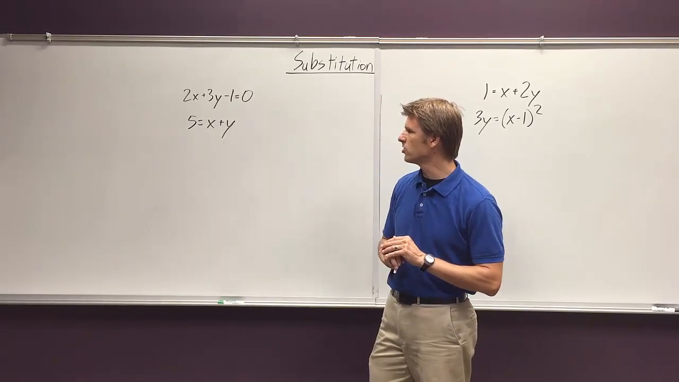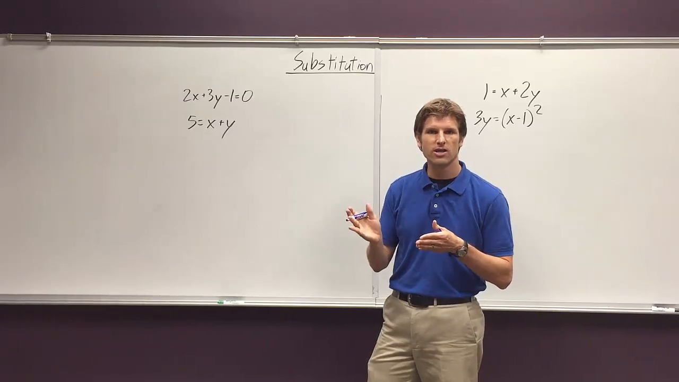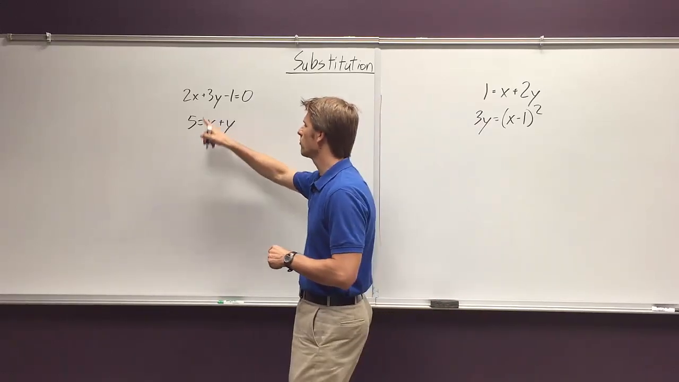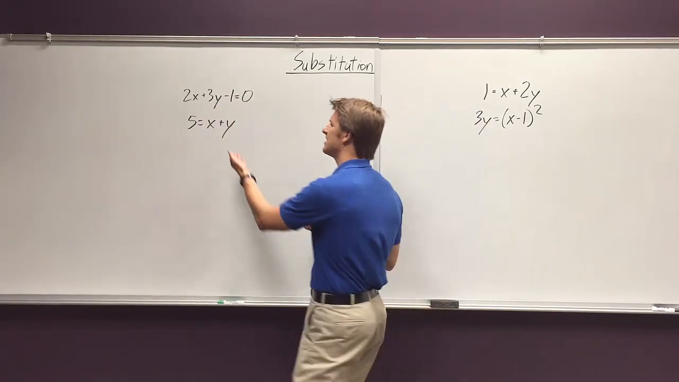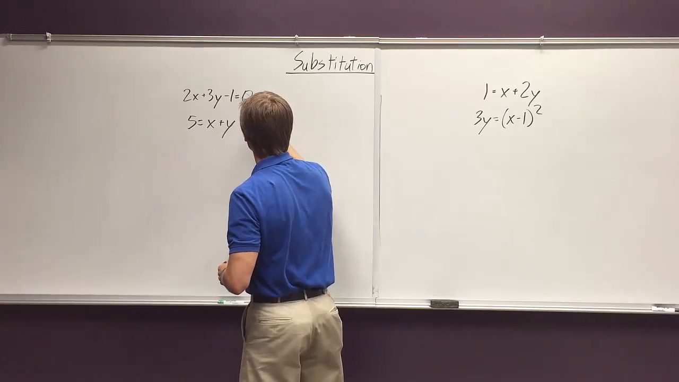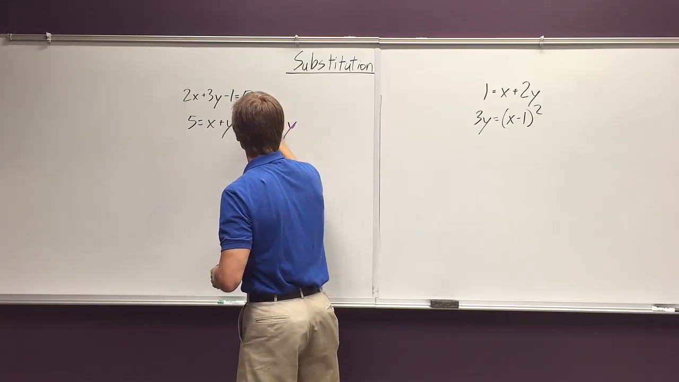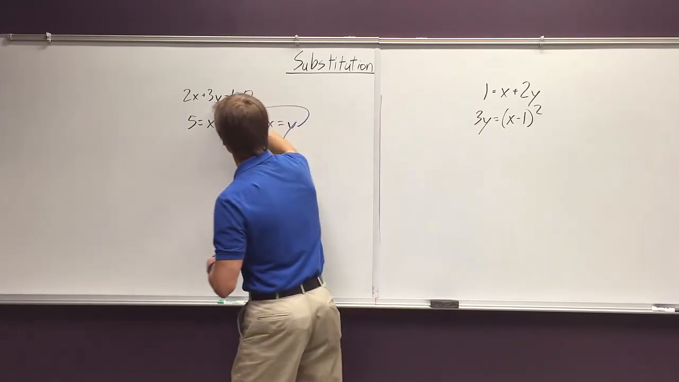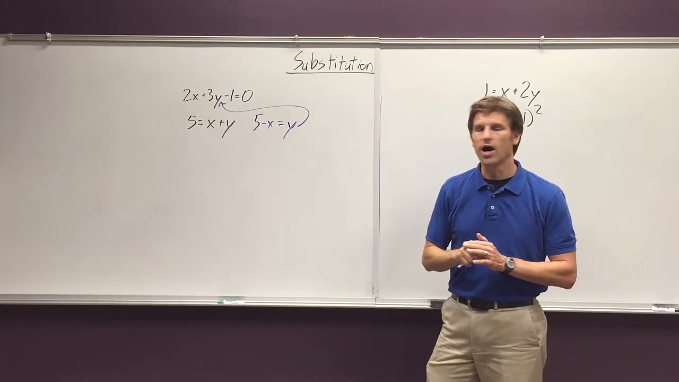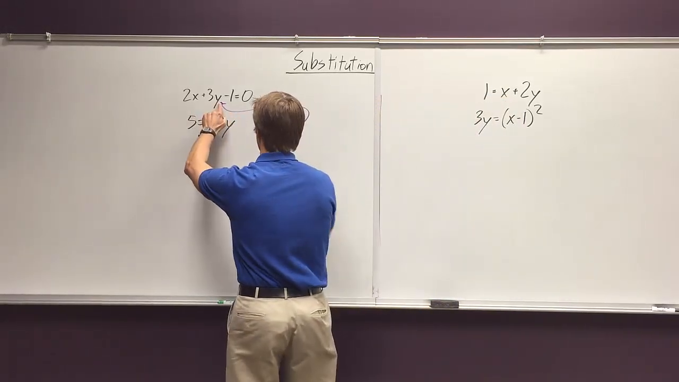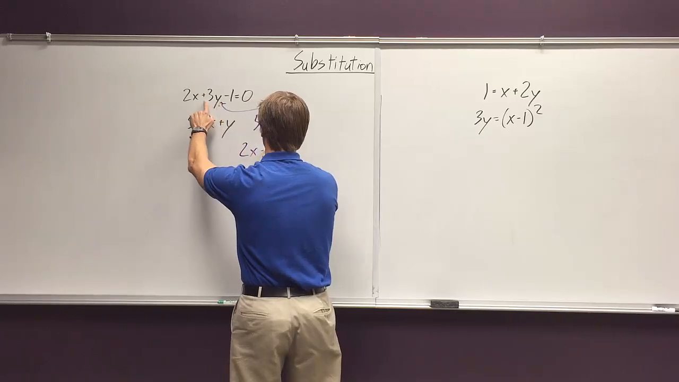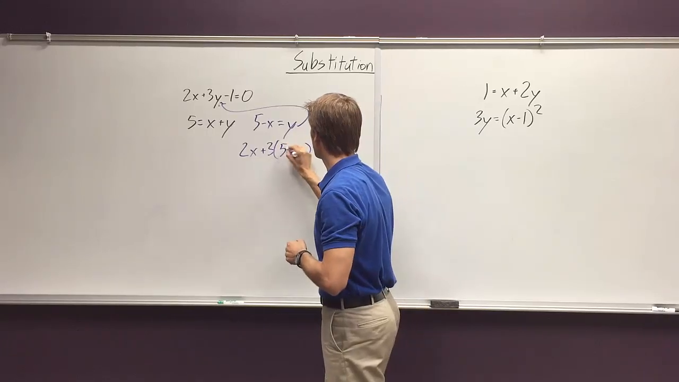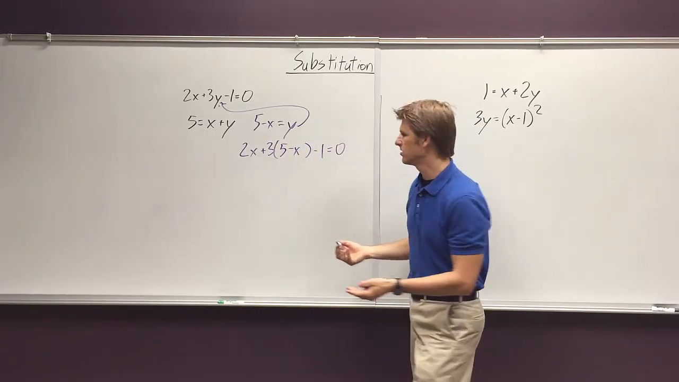First off, what we're going to do is solve one of the equations in terms of a single variable. So you're going to isolate one variable. I typically find the easiest equation. I like this one. I'll make it y equals 5 minus x. Now I'm going to substitute. If that is y, then I can write it in there. So I have 2x plus 3 times whatever y is, minus 1 equals 0. And y happens to be equal to 5 minus x, substitution.